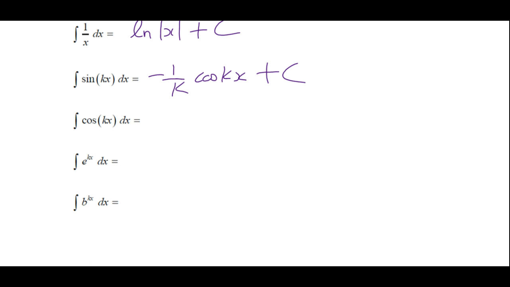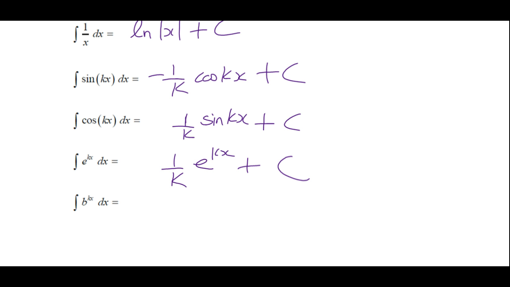How about the cosine of kx? So sine kx, this is where I would start, right? Sine kx gives me cos kx times k, so I got to undo that, so 1 over k, plus c. E to the kx dx. Derivative of e to the kx is e to the kx times k, so we got a 1 over k to take out the times k. So 1 over k plus c.